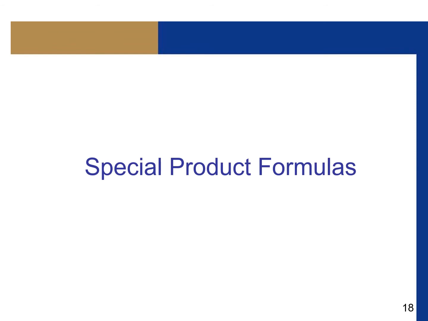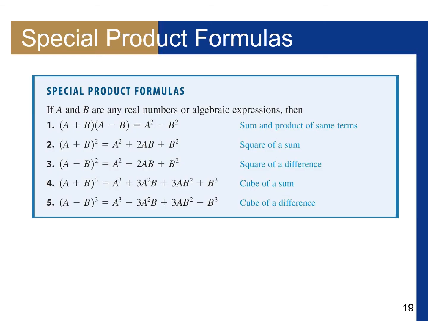Special product formulas. Now this I'm really going to push because you really need to know these special product formulas. Special product formulas save you a lot of time. So I notice right here that this is a difference of squares because I have the same thing in both parentheses besides one's plus and one's minus. I should be able to jump right to and say that that is a squared minus b squared.